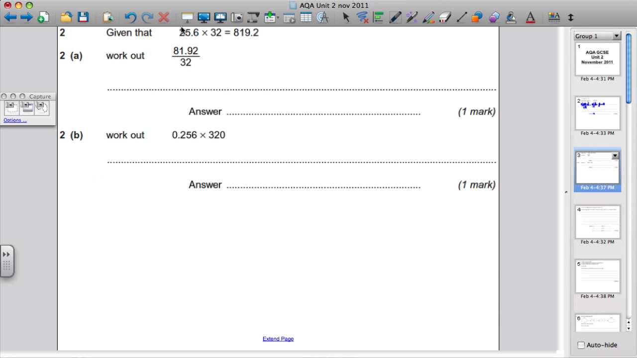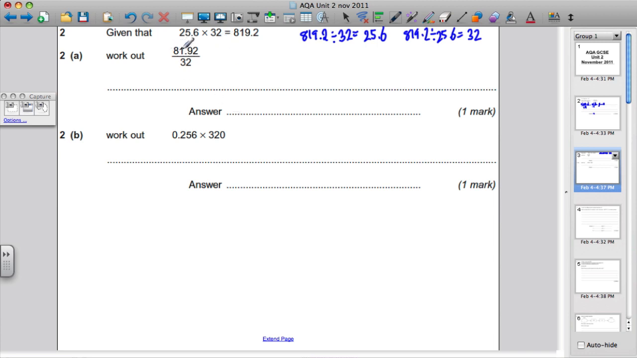Question 2. It tells you that 25.6 multiplied by 32 is 819.2. Out of interest from that, we therefore know that 819.2 divided by 32 should give us 25.6, and 819.2 divided by 25.6 should give us 32. They are the associated division facts to that multiplication.